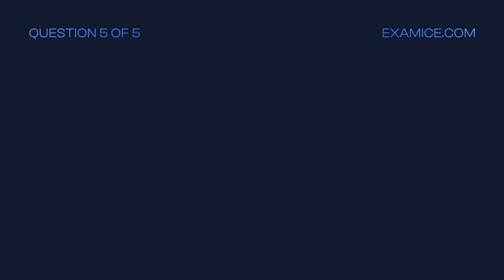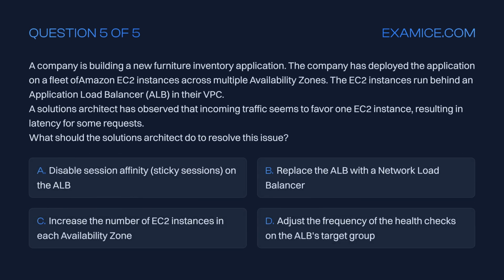Question 5. A company is building a new furniture inventory application. The company has deployed the application on a fleet of Amazon EC2 instances across multiple availability zones. The EC2 instances run behind an application load balancer in their VPC. A solutions architect has observed that incoming traffic seems to favor one EC2 instance, resulting in latency for some requests. What should the solutions architect do to resolve this issue?